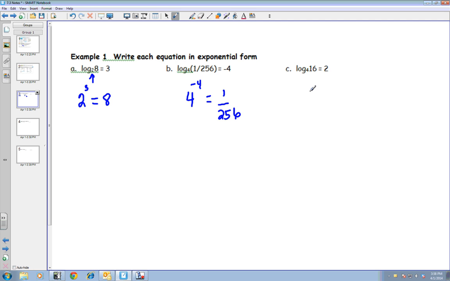C, what is my base? My base is 4. My exponent is 2. That should equal 16. So I'm just rewriting. This is logarithmic form, and I'm rewriting it in exponential form.